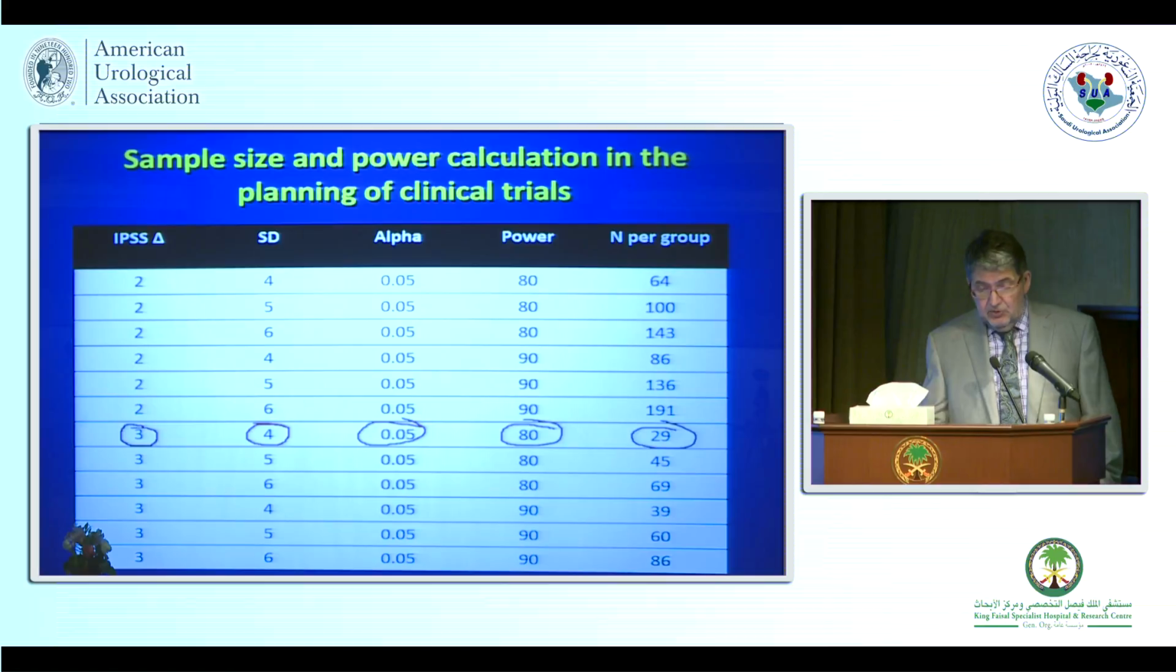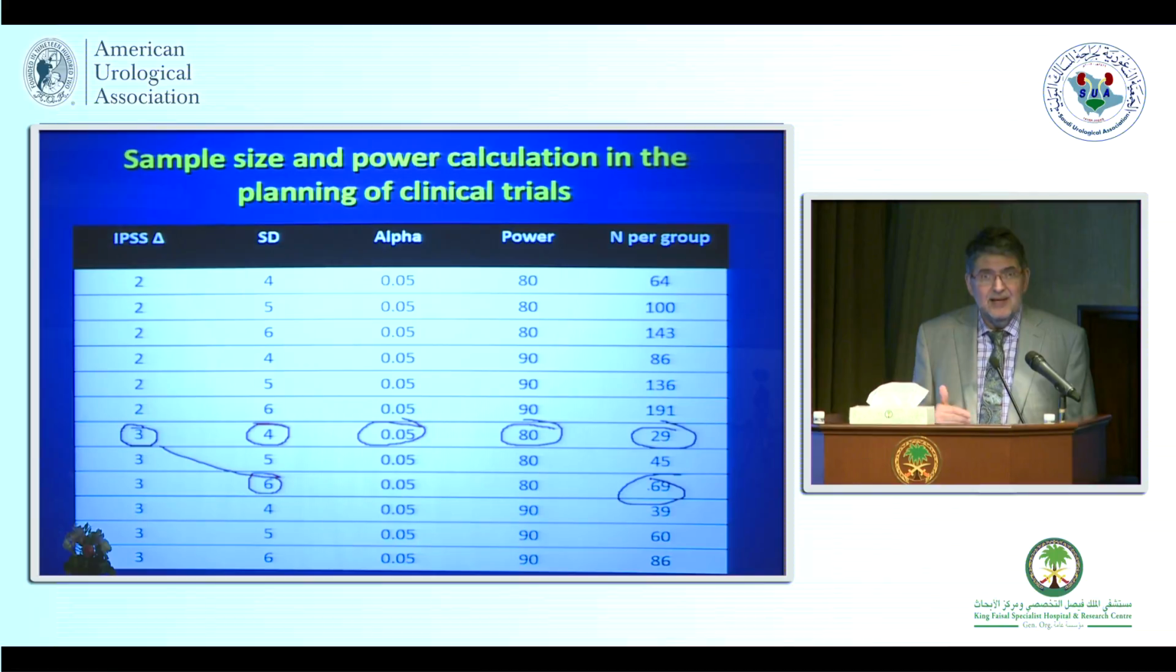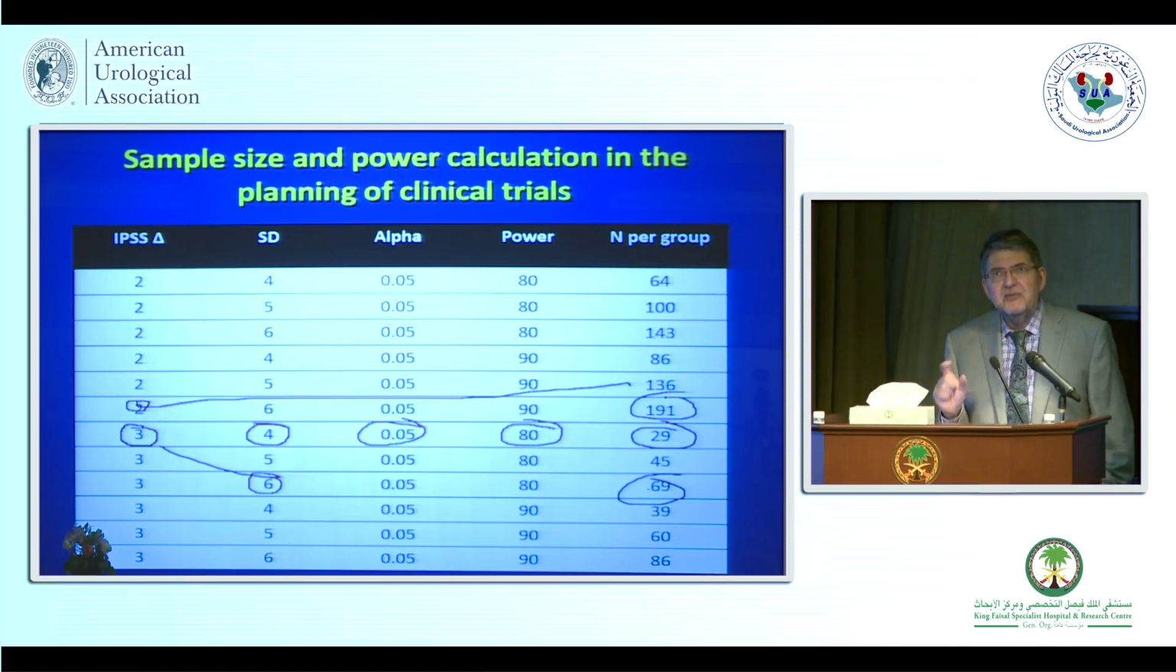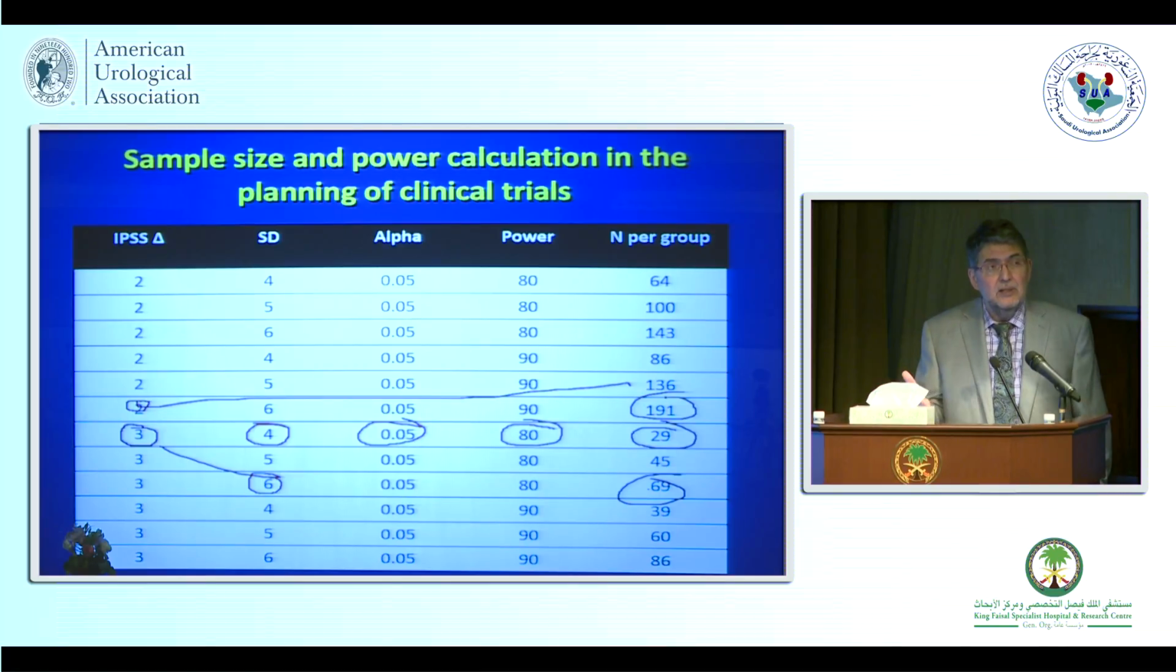Well, it turns out the symptom score oftentimes has a larger standard deviation in your patient population. So the standard deviation could be 6, and if it's 6, you need already twice that many patients, 69 patients per group. You have to be very careful. And if the difference between the two treatments isn't as great as 3 points, let's say it's only 2 points, well, then you're already up to 191 patients. So what you set out to show and how much of a difference you think you can show determines how many patients you have to enroll.